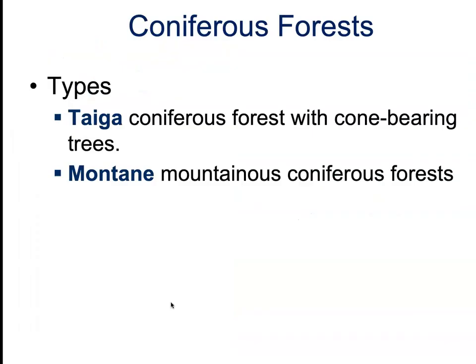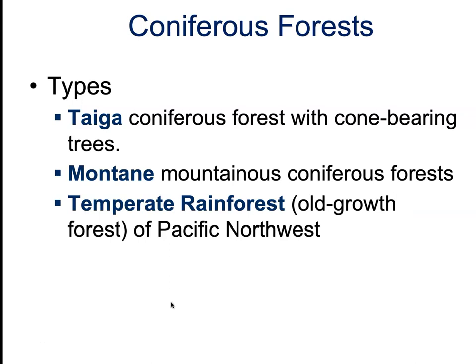So that's the taiga. The montane region is simply going to be the mountainous coniferous forests. So these are going to be less about latitude and more about altitude. So the montane regions of the coniferous forests are going to be found anywhere that we have significantly high altitude. The temperate rainforest is also known as the old-growth forest of the Pacific Northwest.